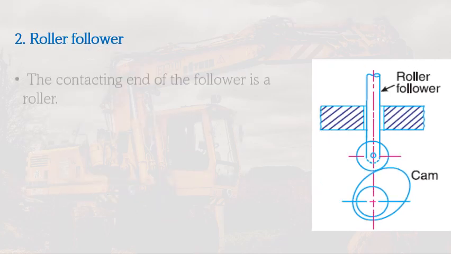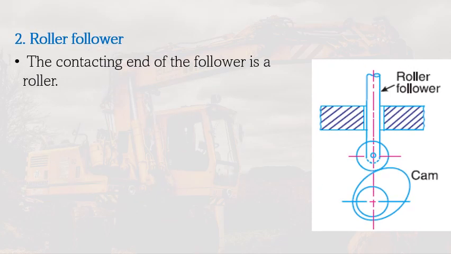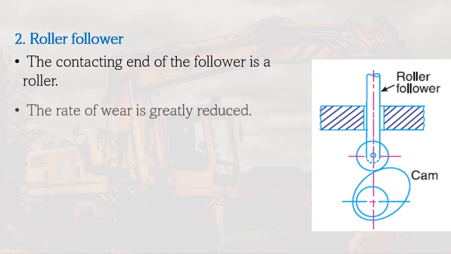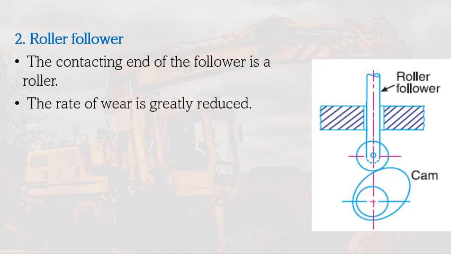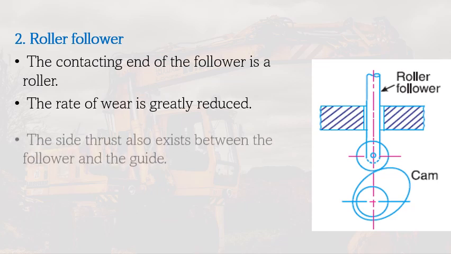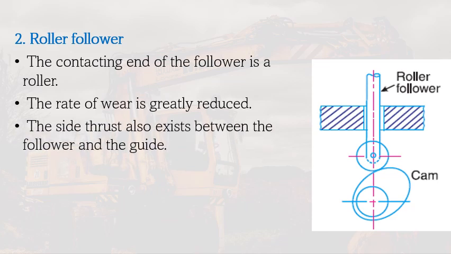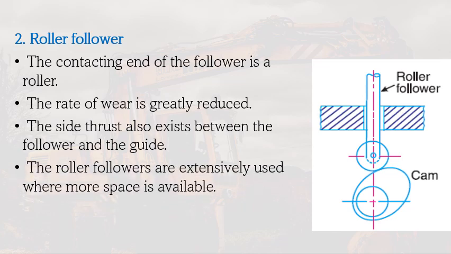The roller follower, on the other hand, the contacting end of the follower is a roller. The rate of wear is greatly reduced when you use the roller follower. The side thrust also exists between the follower and the guide, as you can see. The roller followers are extensively used where more space is available.